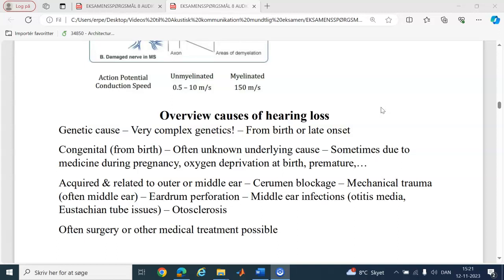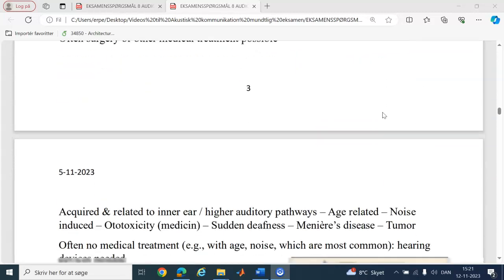And then acquired, or related to the outer or middle ear. Cerumen, outer or middle ear. Cerumen blockage, air box. Mechanical trauma, often middle ear. Eardrum perforation. Middle ear infections, otitis media. Eustachian tube issues, otosclerosis, often surgery or other medical treatments possible.